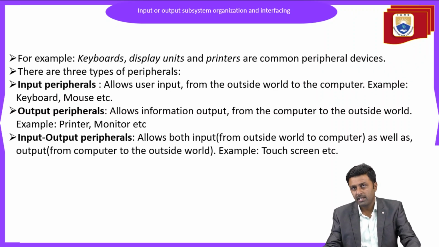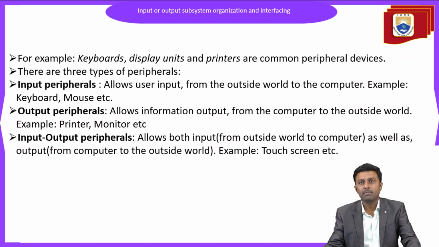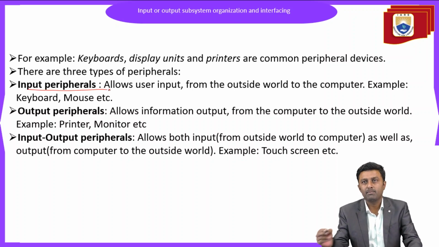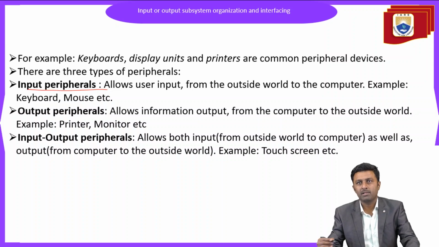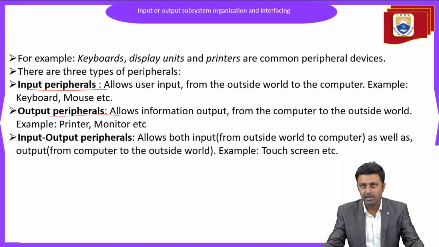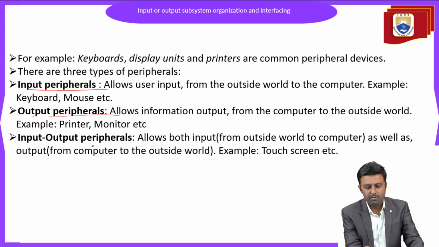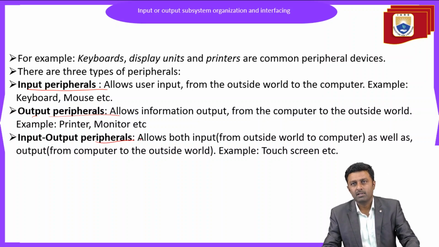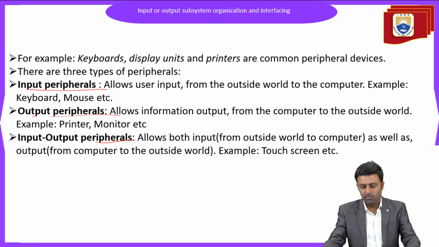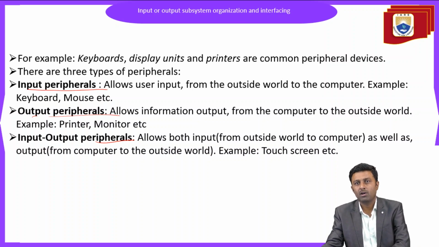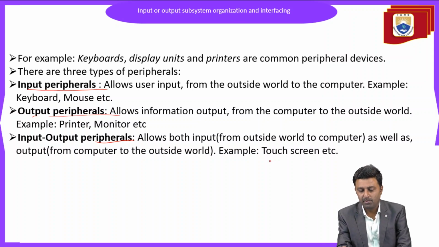These are some examples of input-output devices. Input devices are called input peripherals, as all of us know. Examples of input peripherals are the keyboard, mouse and so on. Then the output peripherals, like the printer. And there are a few more devices which act as both input and output peripherals, used for both input operation as well as output. An example of this input-output peripheral is a touchscreen.